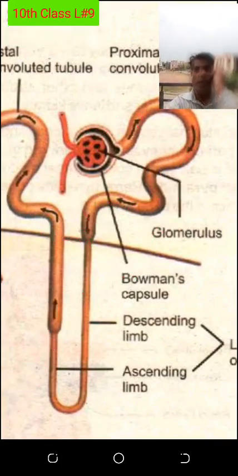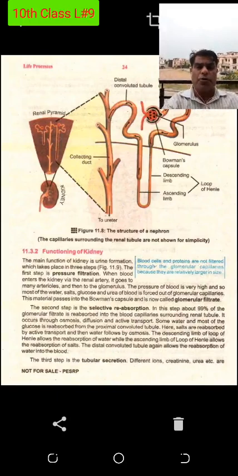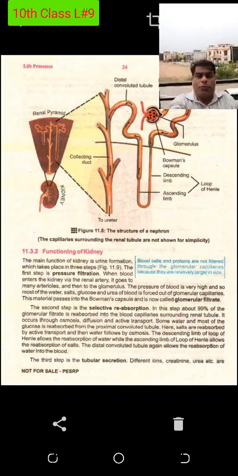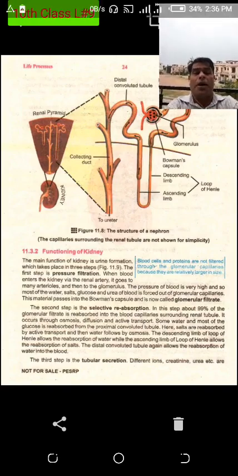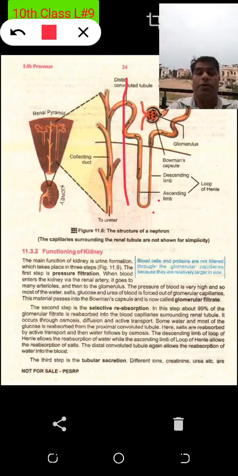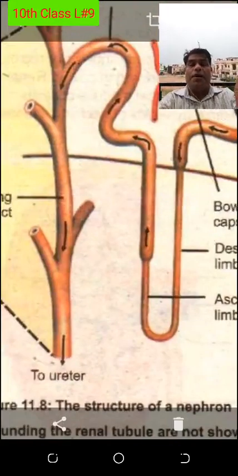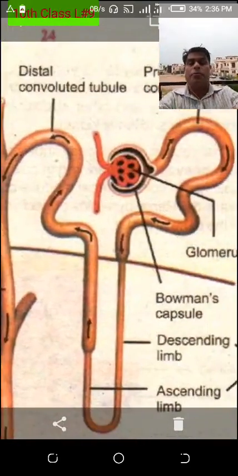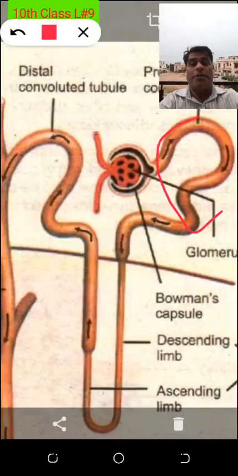Now I want your attention, because the digested product will be absorbed. How will the digested product be absorbed? Now I will tell you the procedure of how the digested product will be absorbed once again. There are three parts of that renal tubule, the second part of the nephron. I have to highlight the proximal part. This is the proximal part.